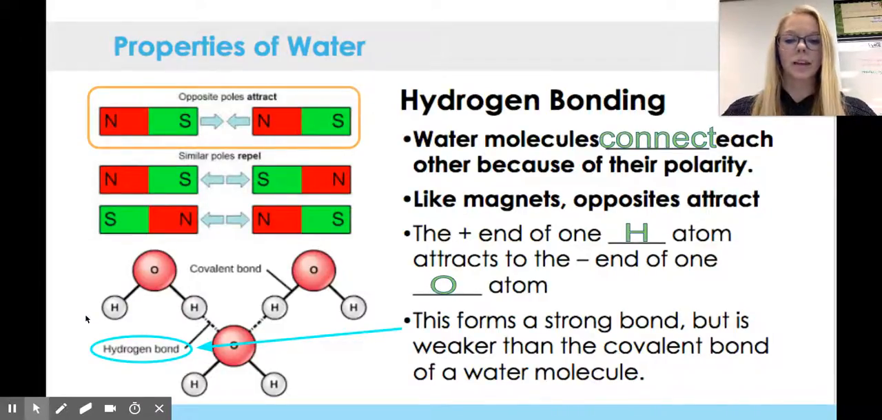Water molecules can connect to each other because of their polarity. Just like magnets, opposites attract to each other. The positive end of 1 hydrogen atom can attract to the negative end of 1 oxygen atom. This interaction forms a strong bond, but it is still weaker than the covalent bond of a water molecule. This strong interaction is called a hydrogen bond. Your third key word is Earth.